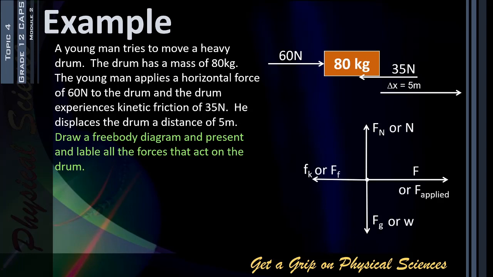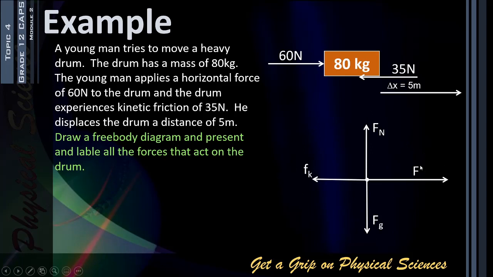You have to choose your label that you're going to stick to. I prefer these ones, and those are the ones that I stick to. Alright, we have an applied force to the right, a normal force, kinetic friction to the left, and gravity. The lengths of these arrows are important, but you don't have to draw them according to scale.